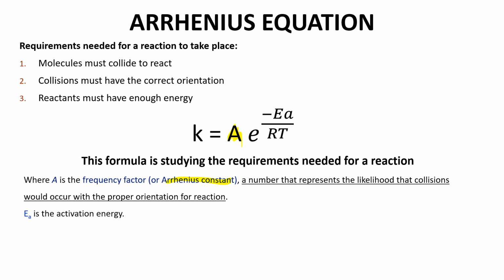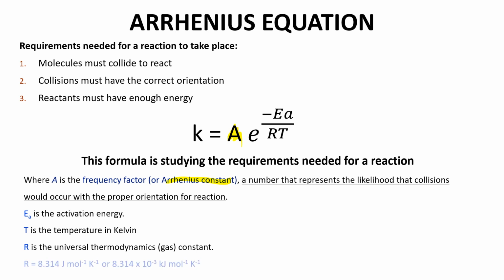Other than A, we have Ea, which is the activation energy. We have T, the temperature in Kelvin. We have R, the universal gas constant, 8.31, and it will always be given in the data booklet. Before we start speaking about the Arrhenius equation and how we should use it in problems, we have to agree about some basic points.